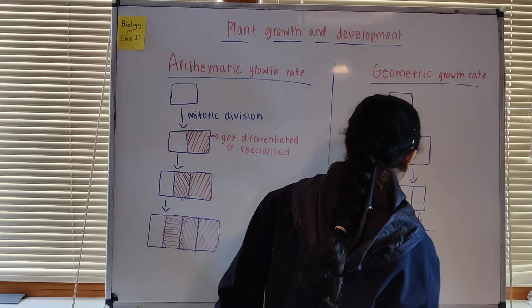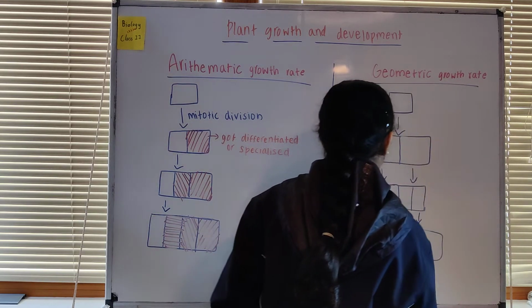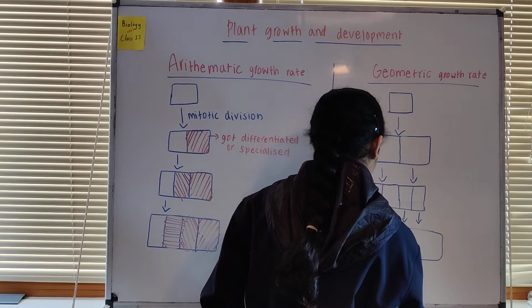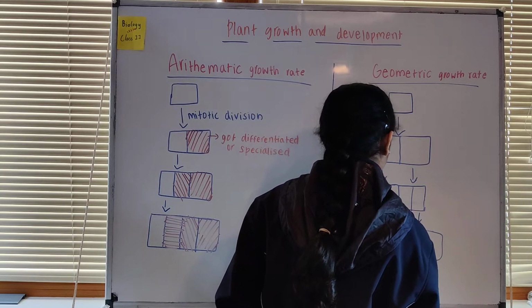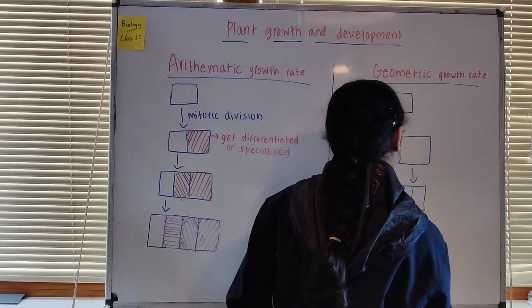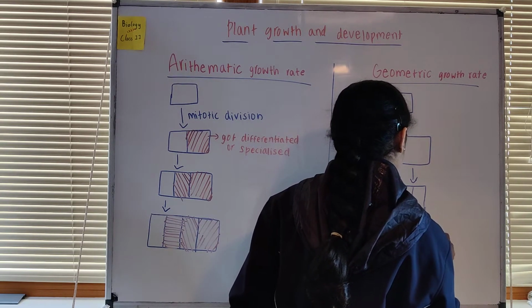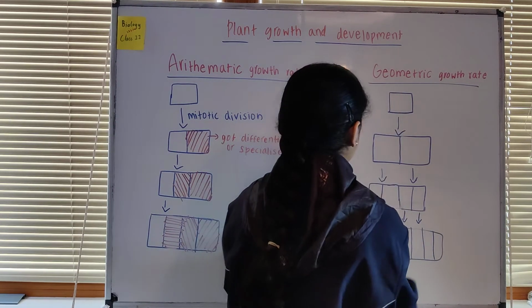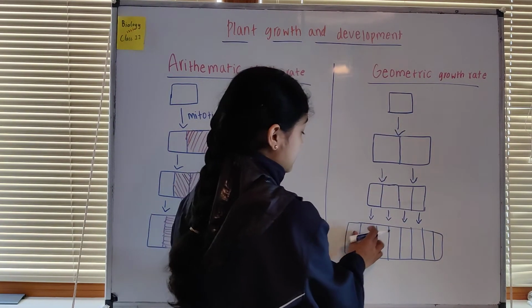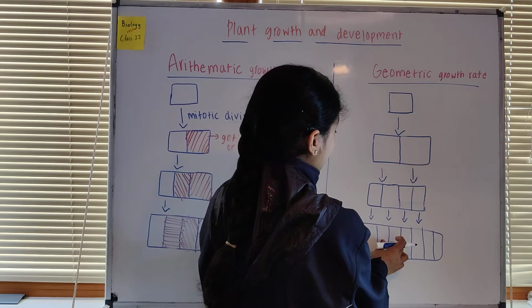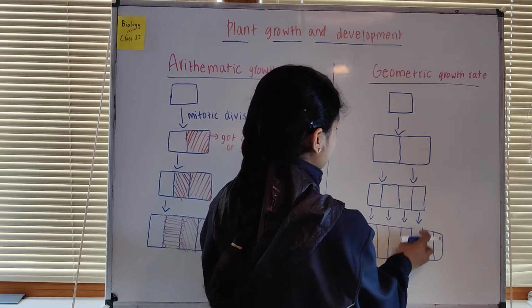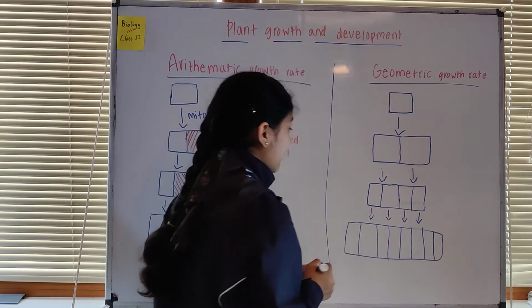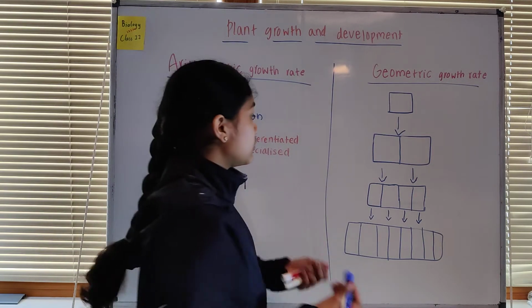This cell also gives rise to 2 daughter cells. This one also gives 2 daughter cells, and like this. So this cell, these 2 daughter cells; this cell, these 2 daughter cells; and this cell, these 2 daughter cells. Like that, the division continues forever.